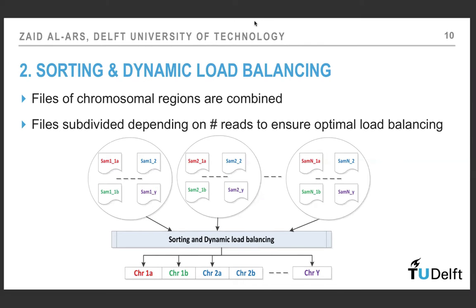And then these reads are sorted, and then the chromosomal region files are subdivided again depending on the actual number of reads in these files. Since the number of reads in each one of these chromosomal regions depends on the specific sample that has been sequenced, this number changes with every experiment. And dividing these files, depending on the number of reads in every experiment, ensures optimal load balancing for the specific sample. This is what we call dynamic load balancing, since it changes from one experiment to the other.